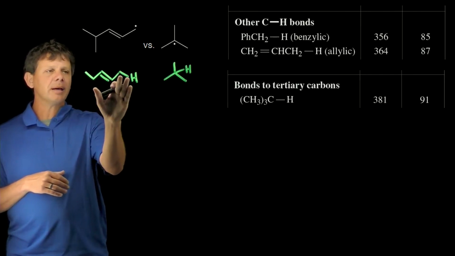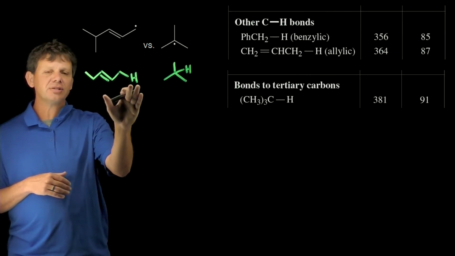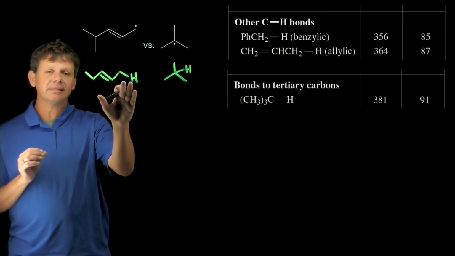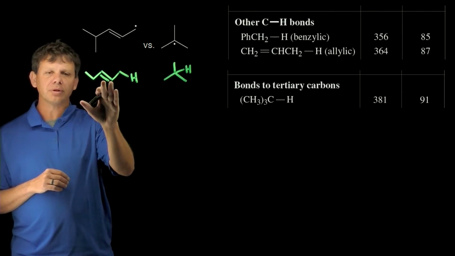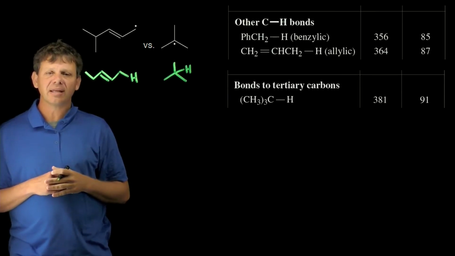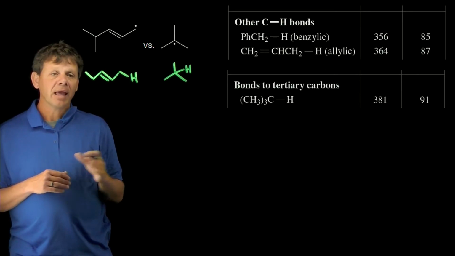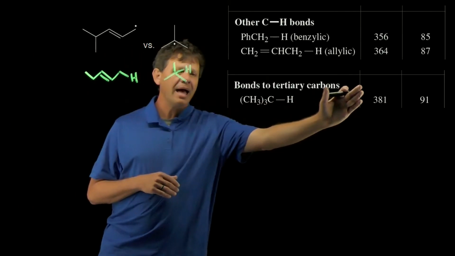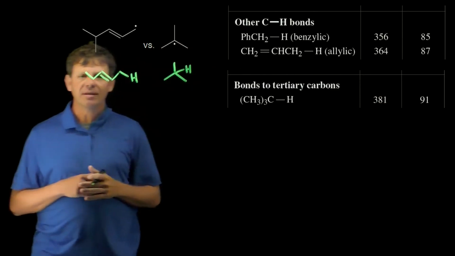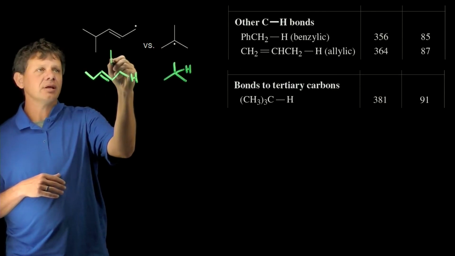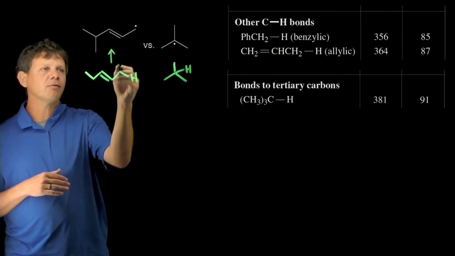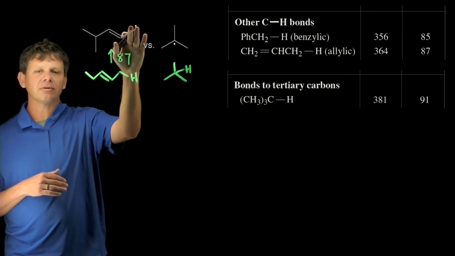And so what we notice about this CH bond is in addition to being a primary CH bond, it's also next door to a double bond. And so technically it's an allylic CH. And so the number we're going to use for that bond is 87, shown over here. So 87 kilocalories need to be put in to form this radical.